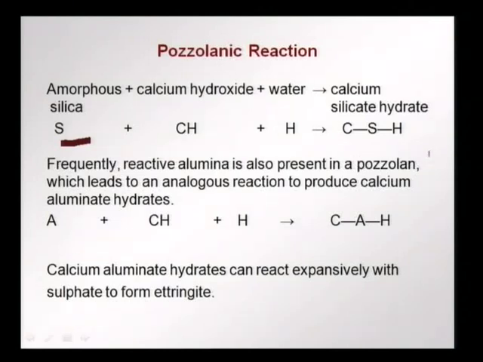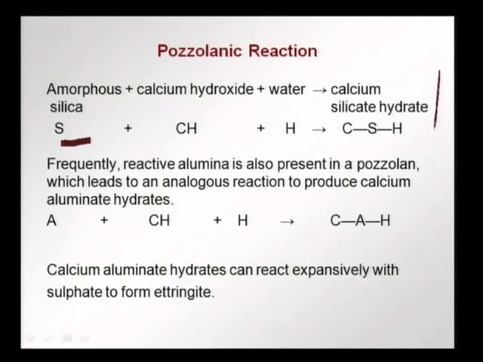Frequently, along with the amorphous silica, there is also some reactive alumina, which is also present in the pozzolanic admixture. This leads to an analogous, similar reaction with the calcium hydroxide to give calcium aluminate hydrate. This is not very useful to us, and it can also lead to some expansive reaction to form ettringite.